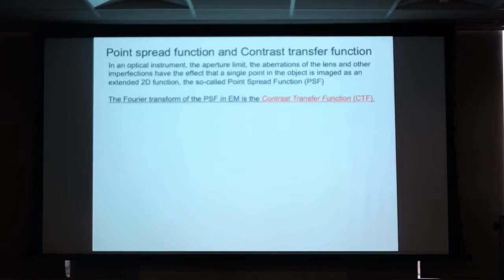Okay, so the image formation can be characterized in one of two ways: either in real space, by saying what the instrument is doing to a single point, namely it produces a point spread function, or it can be characterized in Fourier space, by saying how the instrument influences the Fourier transform. Well, the answer is it multiplies the Fourier transform by the contrast transfer function. Okay.